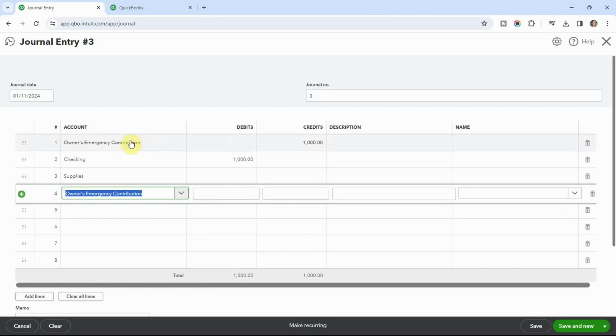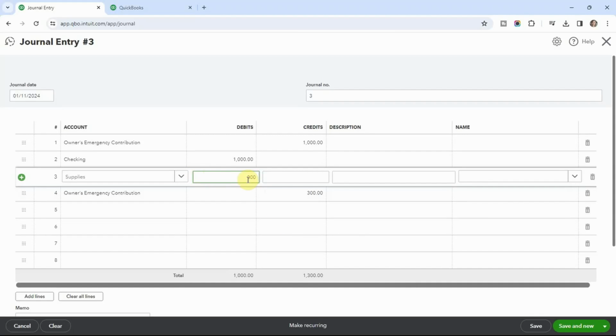So in this case, again, the money is coming out of the owner's account. So maybe they spent how much? I don't know, $100, or let's do it a different amount. Let's do $300 on supplies. And this is going to show up in our profit and loss statement as $300 of supplies. So let's go look on the reports and see how this affects those reports.